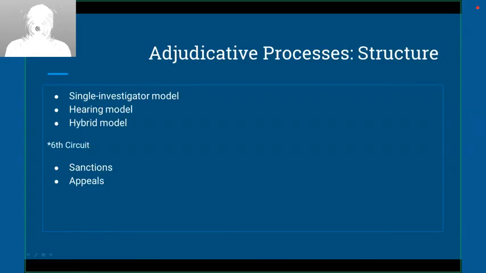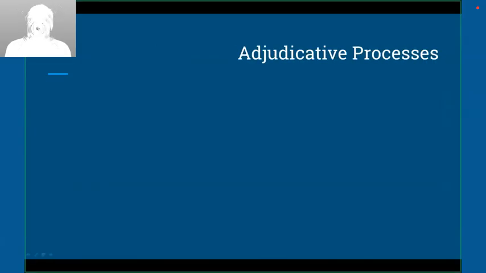Are appeals decided internally or externally, or by one person, by a panel, etc.? So these are places where, as long as you stick within the legal framework, schools can sort of make it work for them.